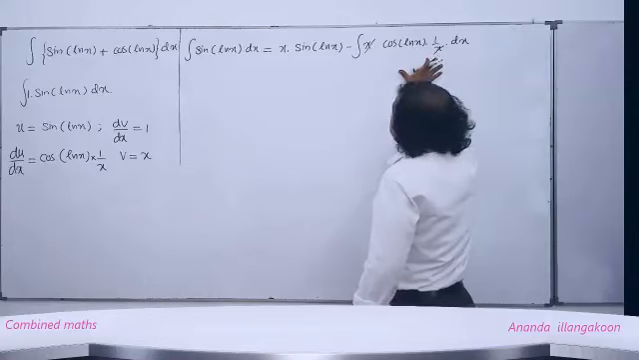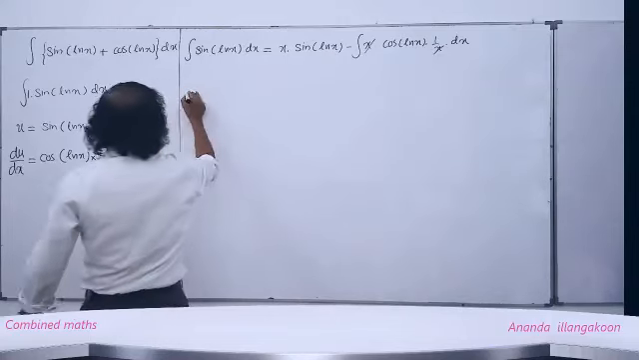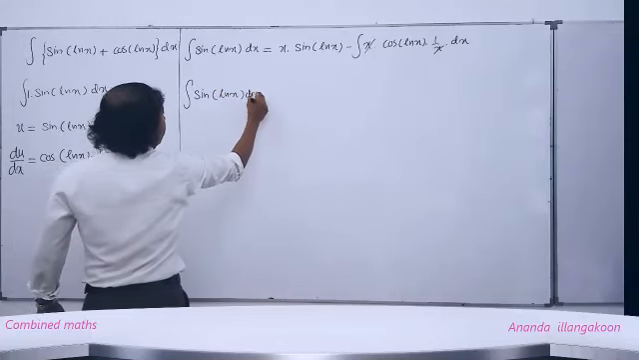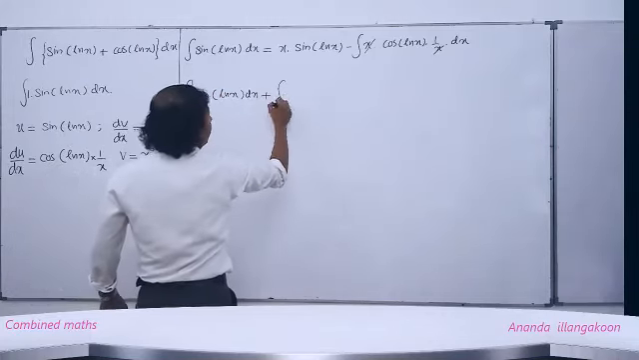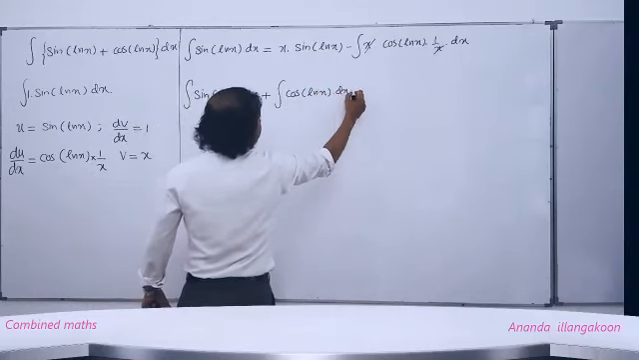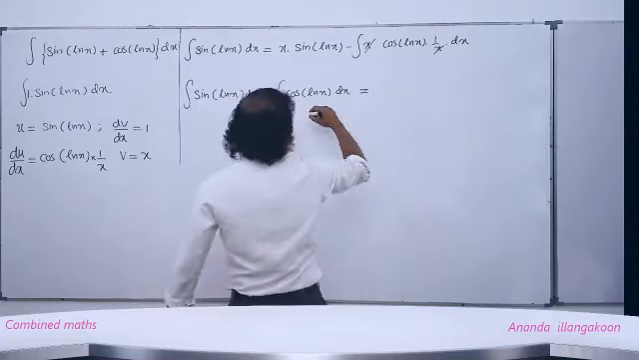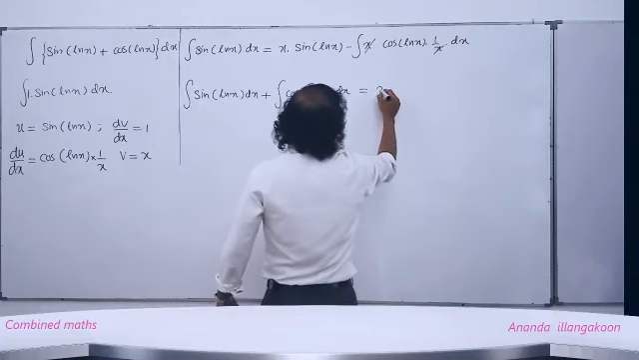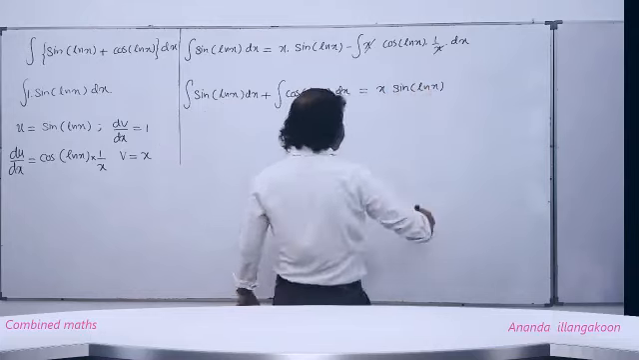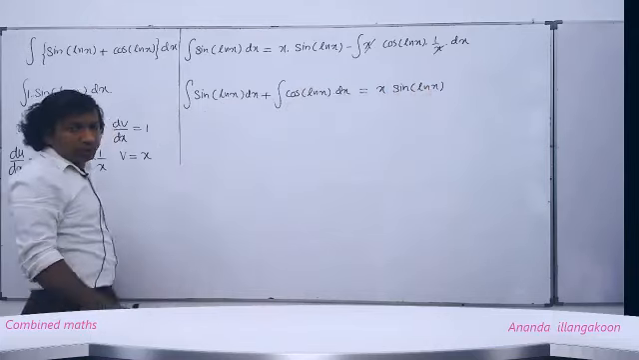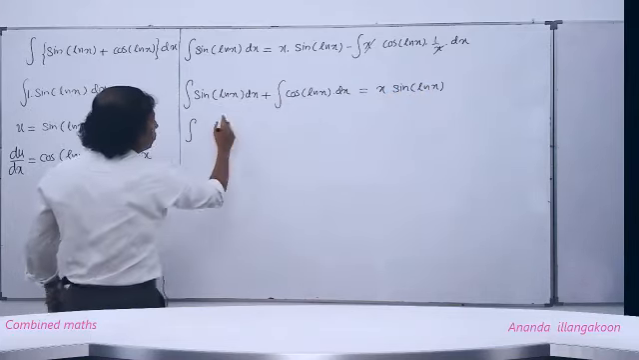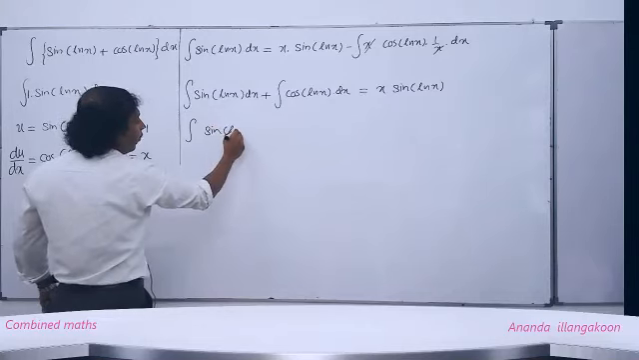You can bring this, people, to this left hand side. Then what do you have? Sin ln x dx plus cos ln x dx is equal to x into sin ln x. Now, people, this sum I can write by adding these integrands together and writing under one integration like this.